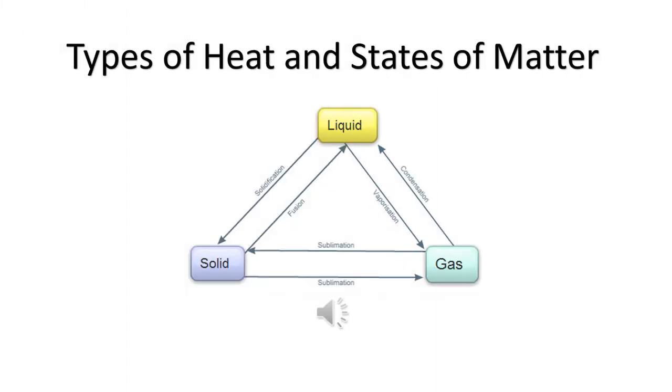Substances exist in three states: solid, liquid, and gas. What state a substance is in is dependent on the temperature, pressure, and heat content. At atmospheric pressure, water remains a liquid from 32 degrees Fahrenheit to 212 degrees Fahrenheit. Below 32 degrees Fahrenheit, it becomes a solid. Above 212 degrees Fahrenheit, it becomes a vapor or gas.